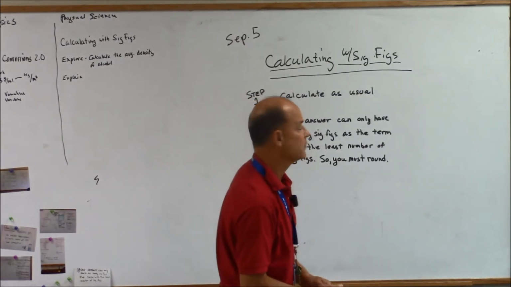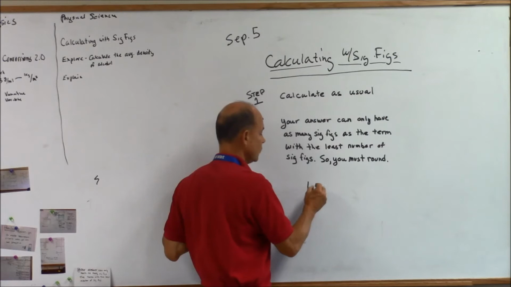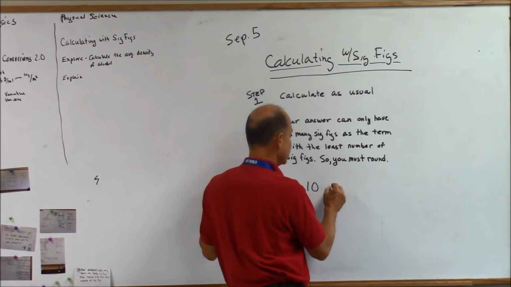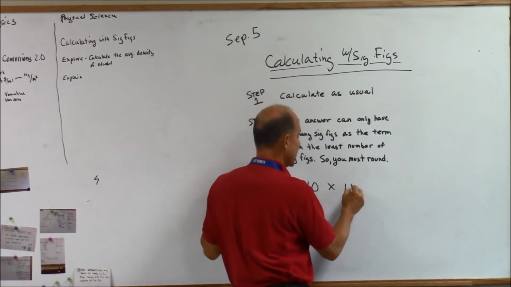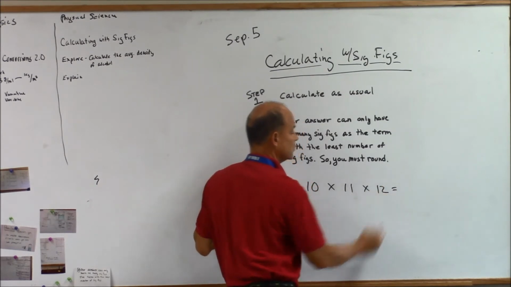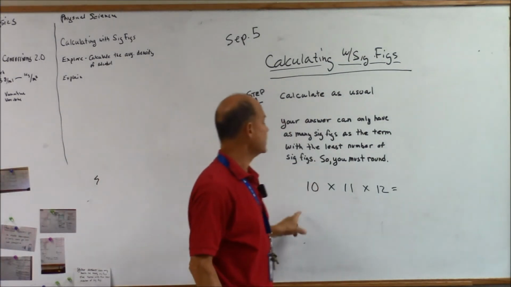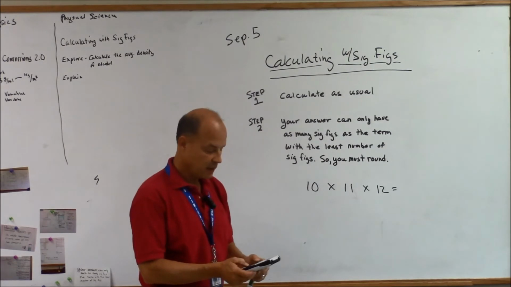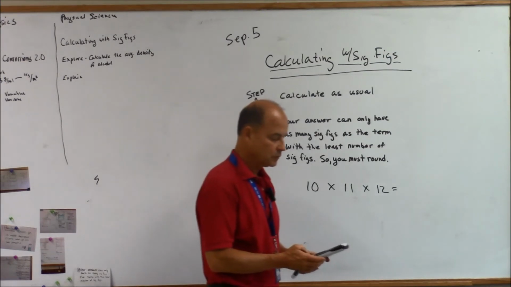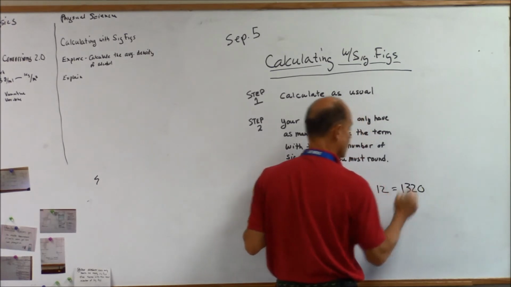Now, let's do a quick example. You all have your calculators handy, so we'll do this together. Let's just say we're calculating the volume of a fish tank. And say it's 10 by 11 by 12. That's just 3 random numbers that I've got there. Can you all get your calculators? And step 1 is just to calculate as usual. What is 10 times 11 times 12? 1,320. Okay?